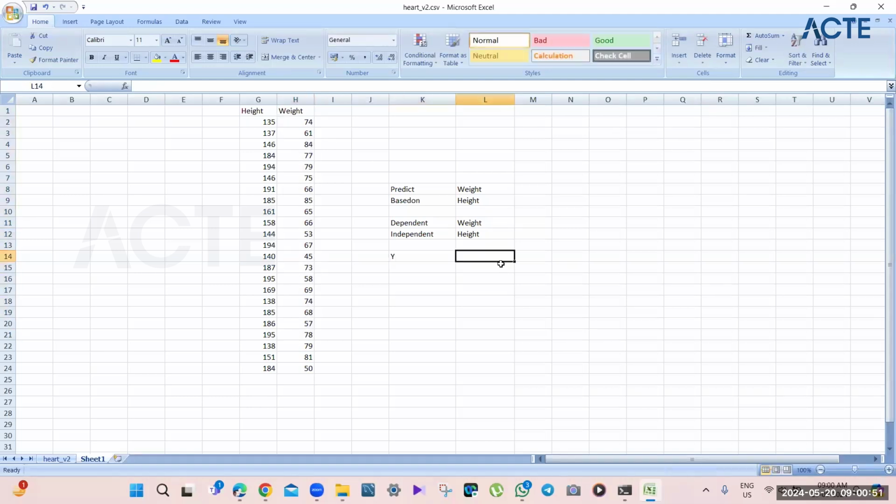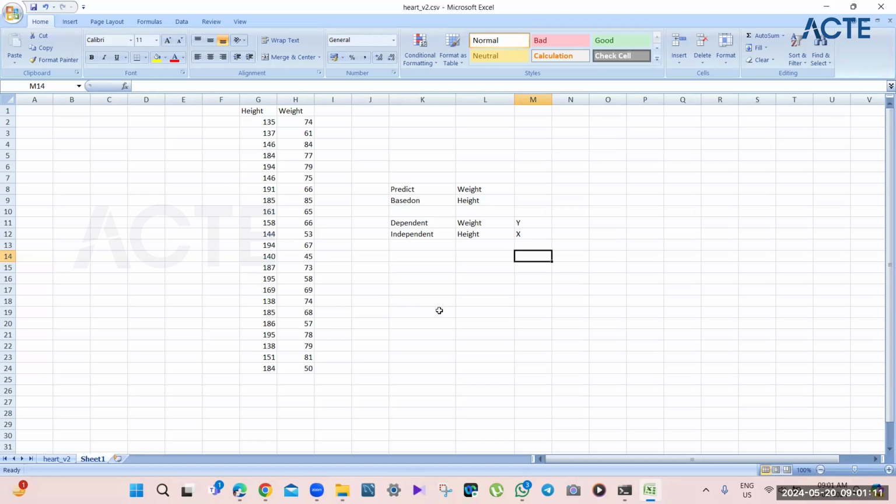So y is equal to this one. This is my y, and height is my x. Right? This is my x. Now, if I have to derive a regression method, then I have to create an equation first.